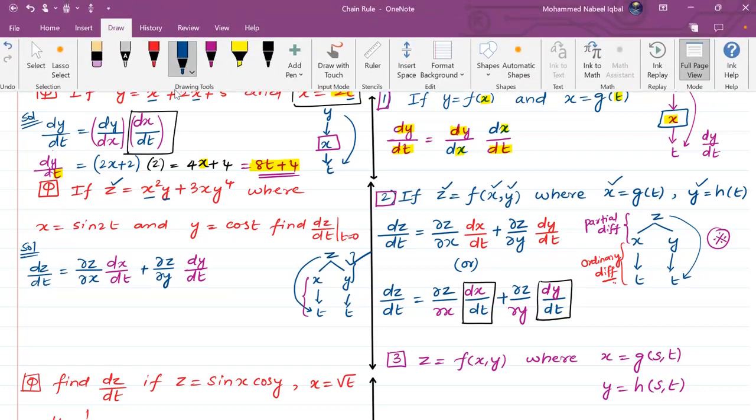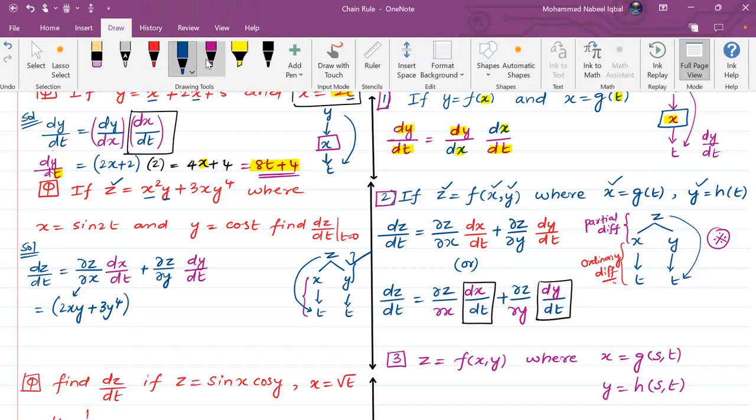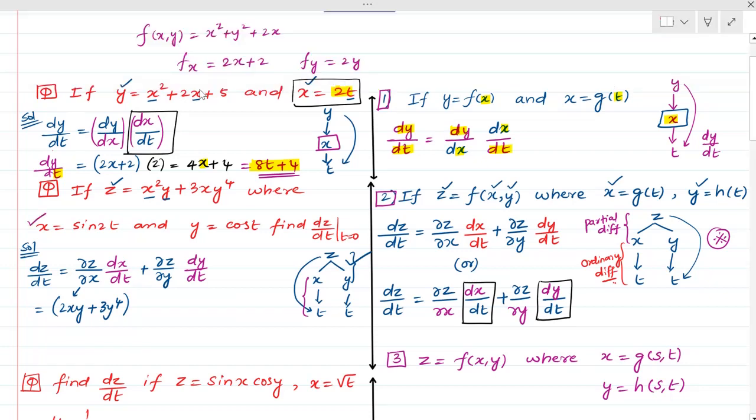What is here? The first one, differentiate with respect to x. You will get 2xy plus, x becomes 1, you will get 3y to the power 4. This is done. Now what about dx over dt? Differentiate with respect to t. You will get cosine 2t into 2. Then the first part is done. This is about the first term.